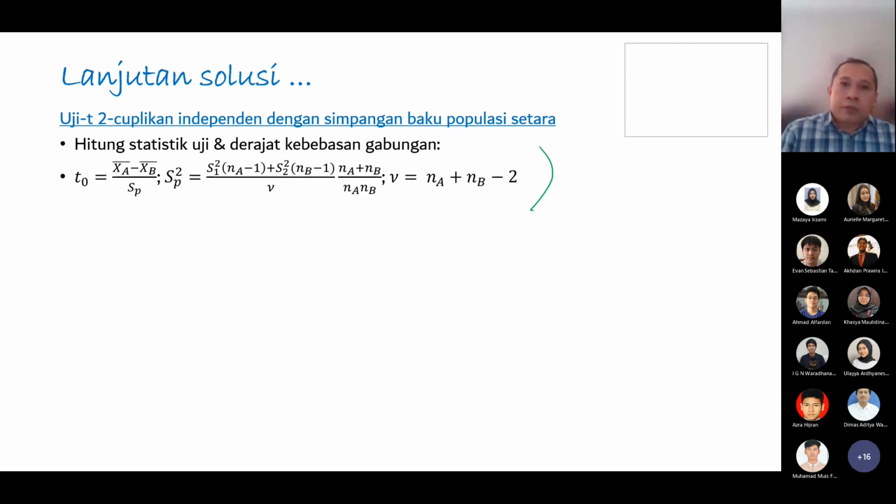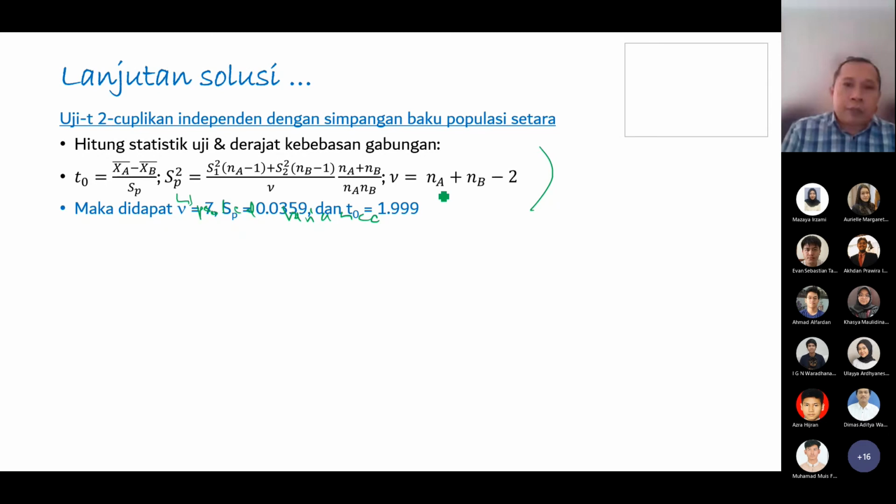Alright, again, all we have to do is plug in the numbers into these lengthy equations. Okay, this is called pooled variance. This is some sort of average variance. So we obtain the degrees of freedom to be 7. The pooled standard deviation would be 0.0359 and the T0 is 1.999.